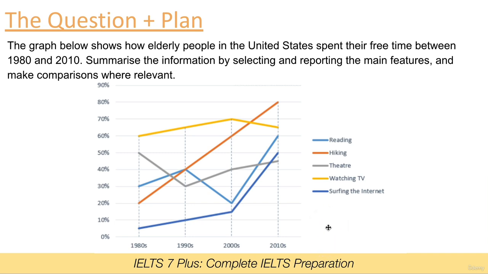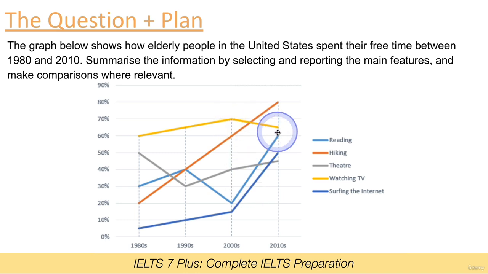Okay, so initial thoughts then. We have this hiking line which does not falter, it stays in the same trajectory the whole time, increasing. Another striking point is surfing the net increases in the noughties. So does reading in the noughties as well.